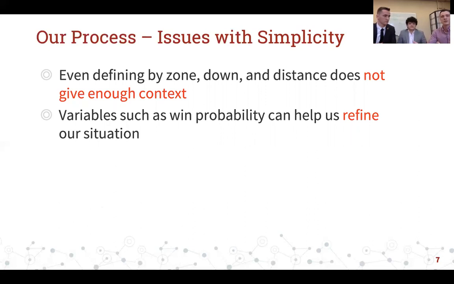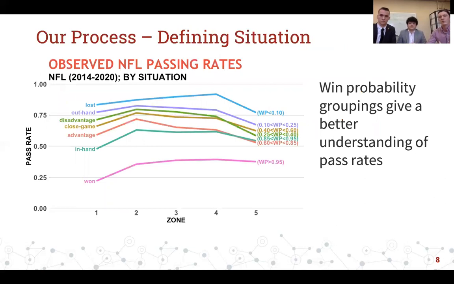And so we said, why don't we look at NFL fastR data, and we can get win probability to define some context. Looking at win probability using NFL passing rates from 2014 through 2020, which was the range of our data set, we can see NFL teams would pass at a much higher rate regardless of the zone on the field, given a certain win probability situation. We defined some categories for win probability. We say lost is a win probability of less than 10%. And this really gives us a better understanding of the passing rates by zone.